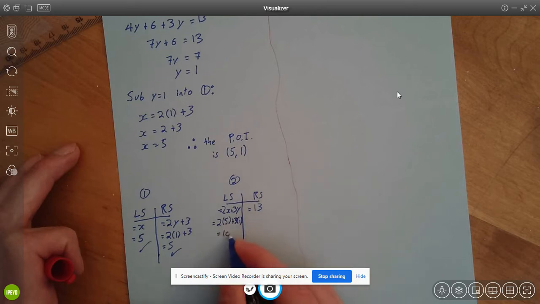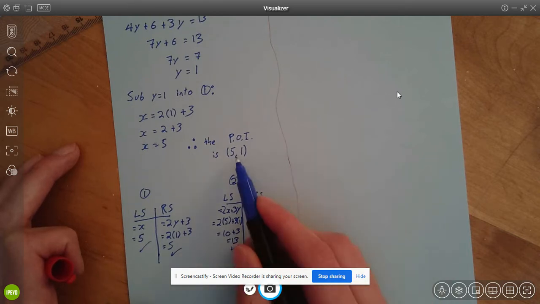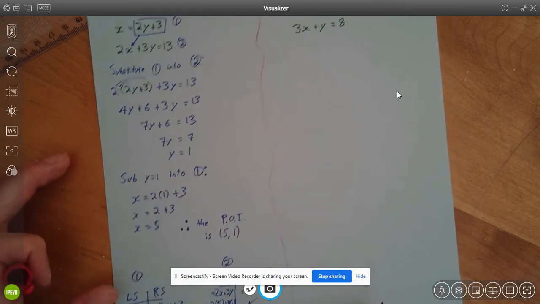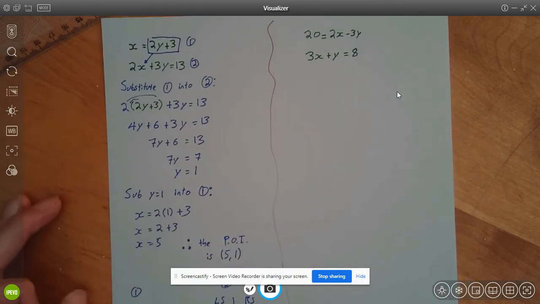2 times 5 is 10. 3 times 1 is 3. So now I've verified my solution because my left side is equal to the right side. So this point is the only point that's on both of these lines. So that's how I can solve a system of linear equations without graphing.